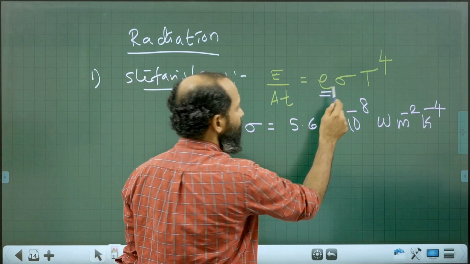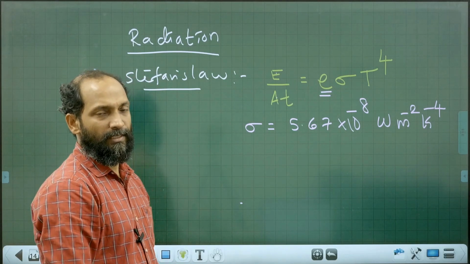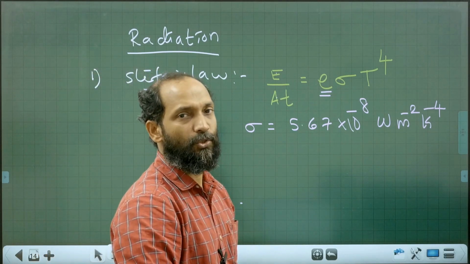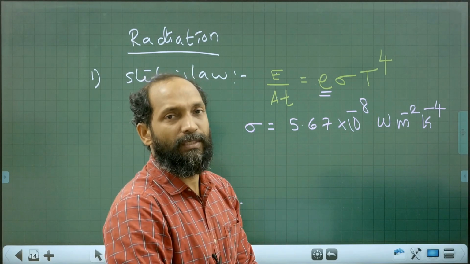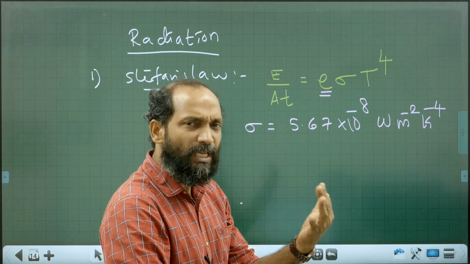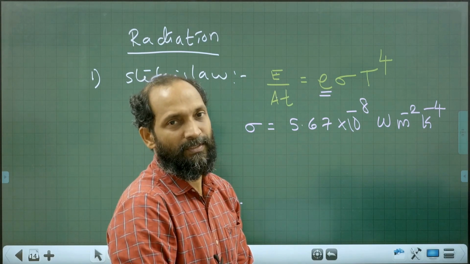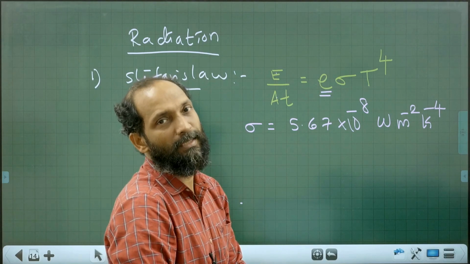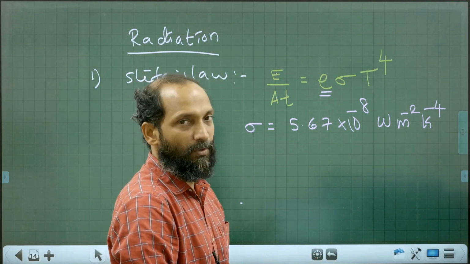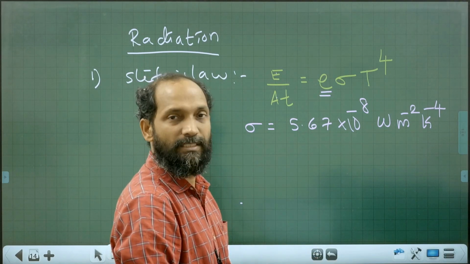Small letter e is called emissivity. For a black body, emissivity is chosen as 1. A black body can absorb all those wavelengths falling on it, and it can re-radiate all those wavelengths absorbed by it. That is emissivity 1. Ideal black body, emissivity 1.